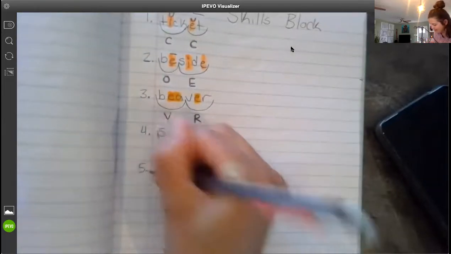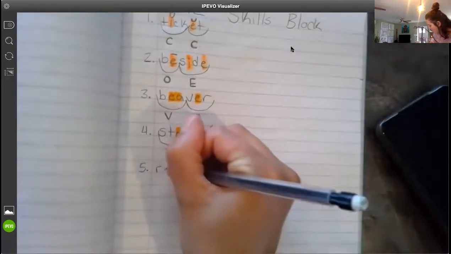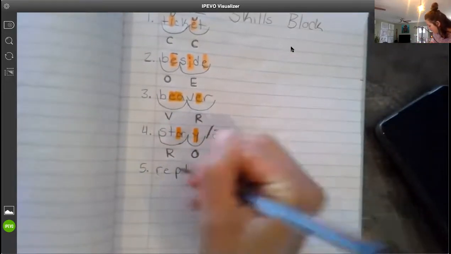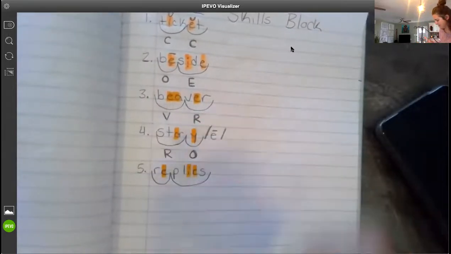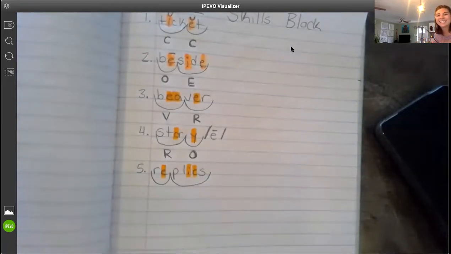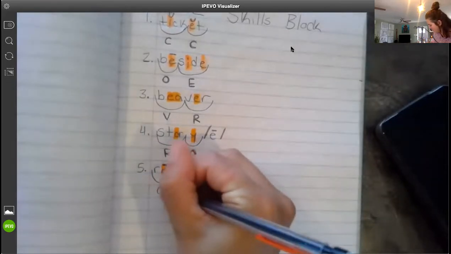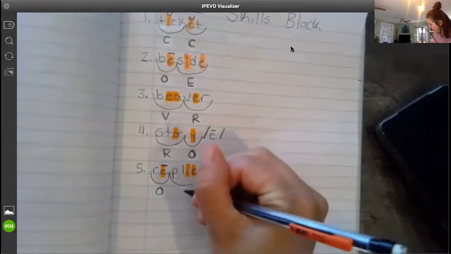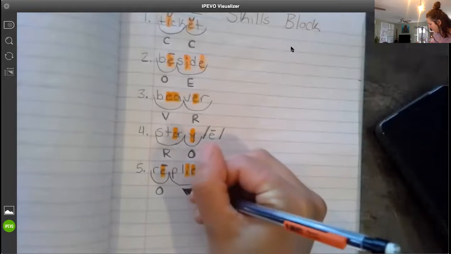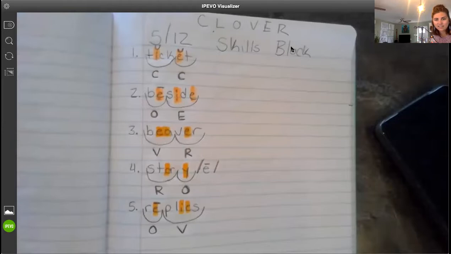Let's take a look at number 5. Replies. R-E-P-L-I-E-S. Replies. Find your syllables. E and then I-E. All right, E says its name. It has a macron above it. What clover concept is it? Yes, it is an open. And then plies. Do you see how I and E are right next to each other? That means it is a vowel team. They're a strong vowel team. Awesome job, guys.